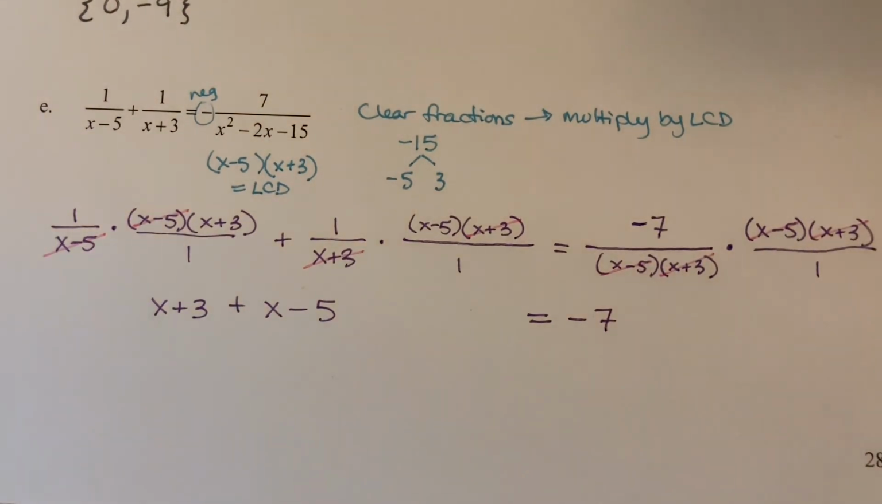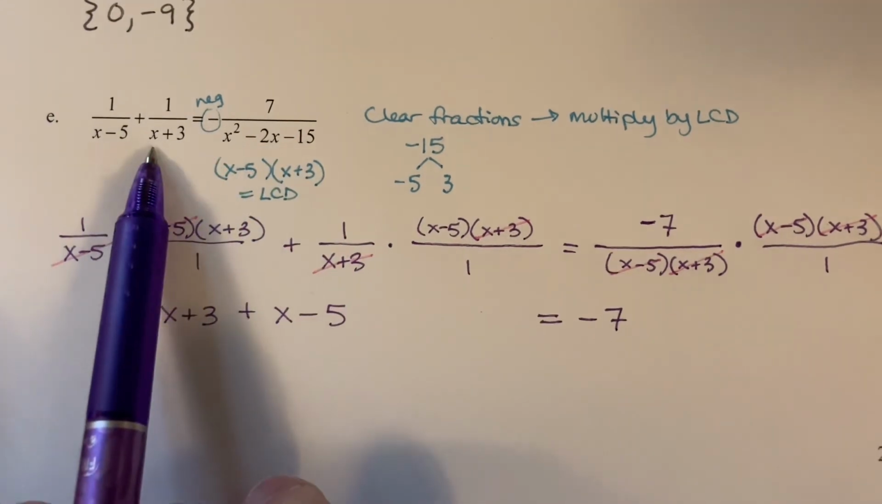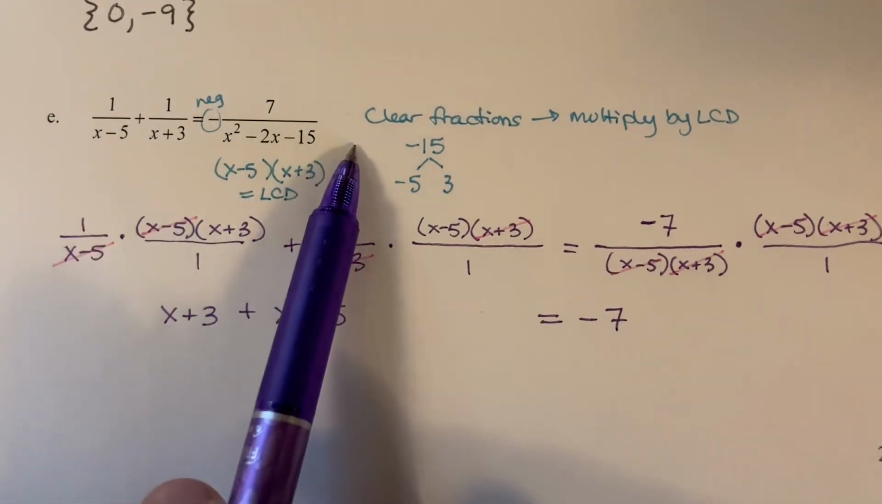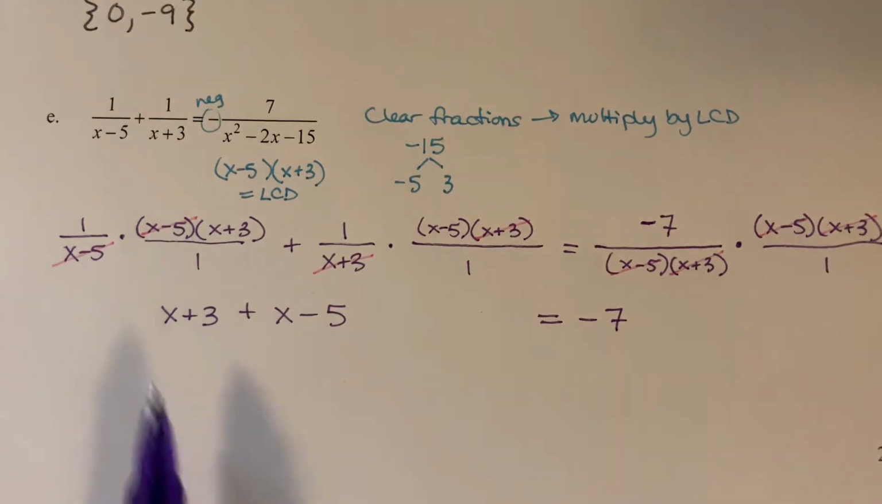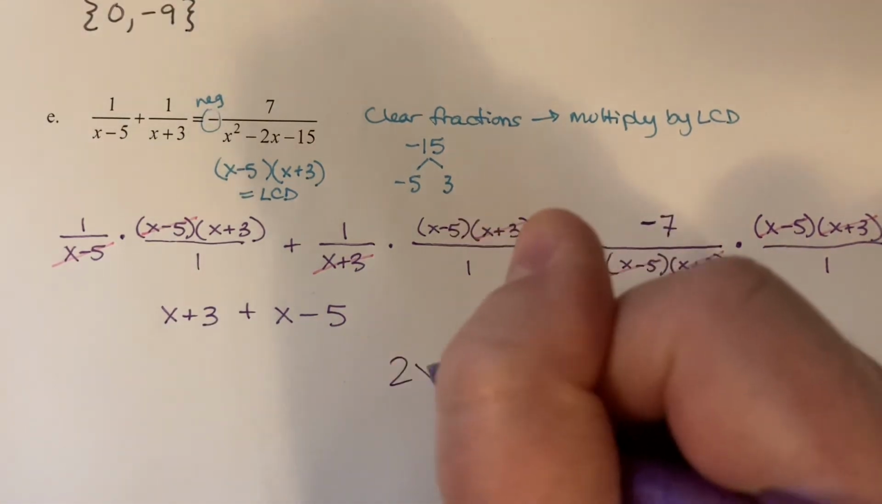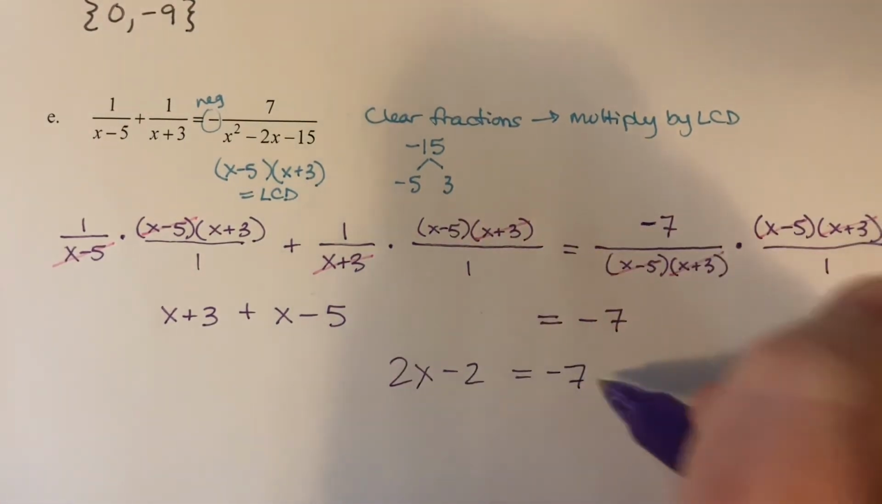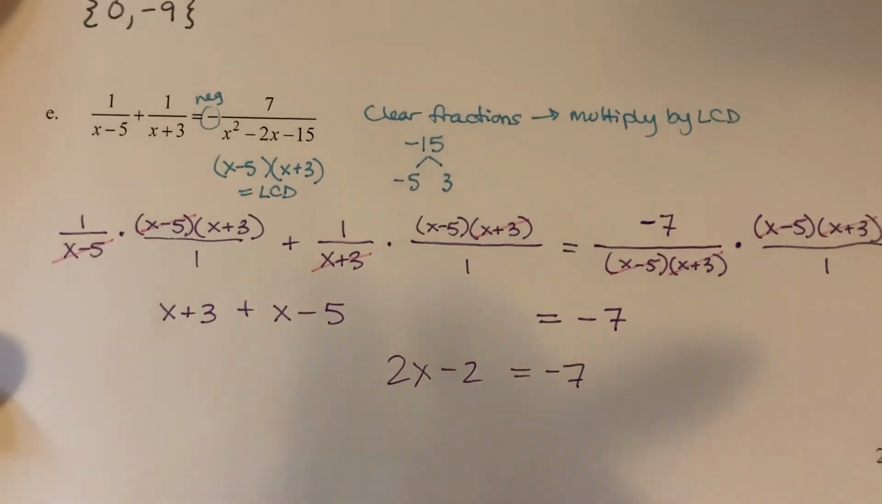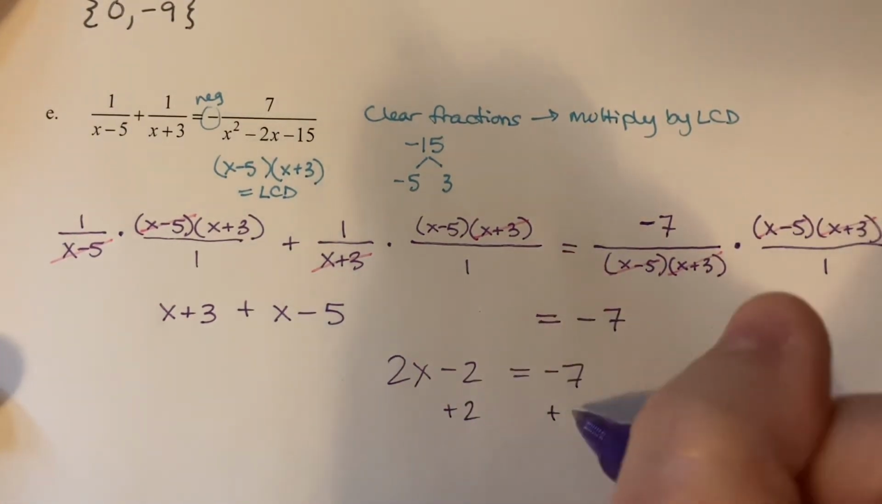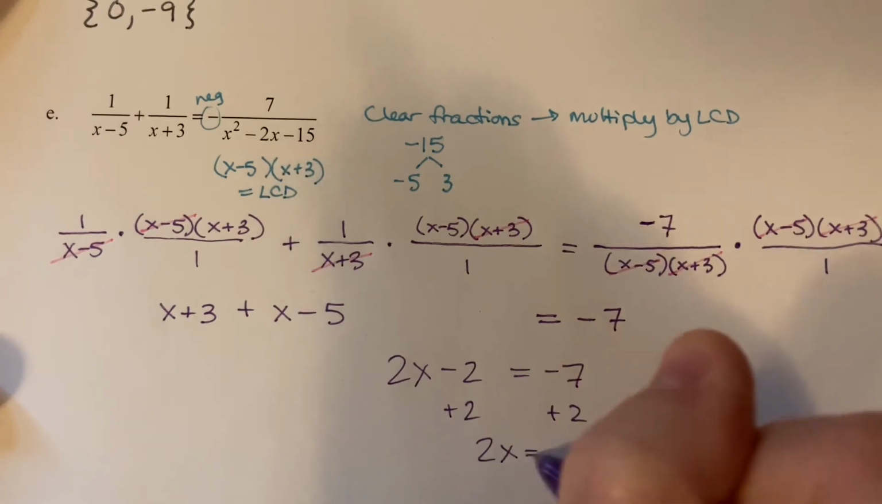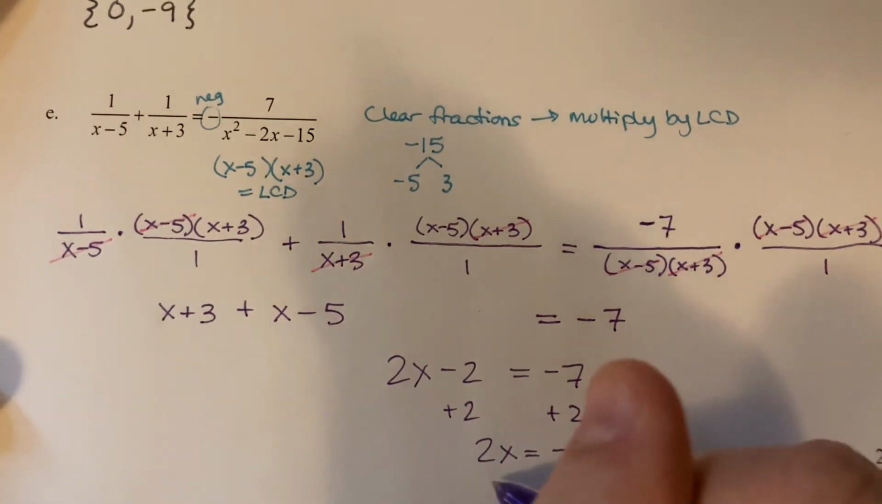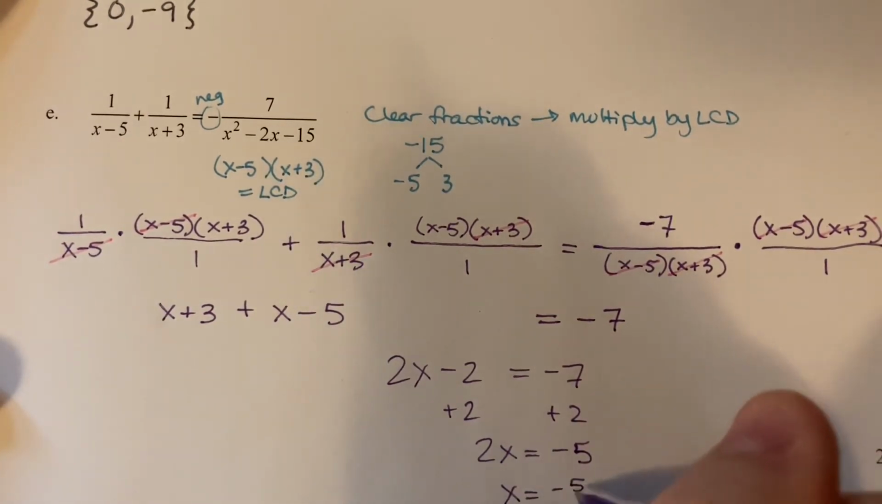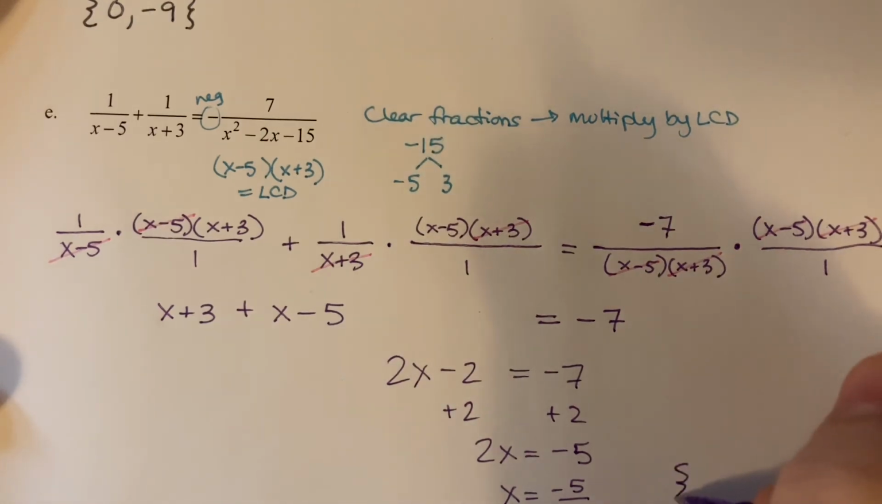So that's the beauty of multiplying by the least common denominator, is if you have fractions in your original equation, get rid of them, for sure. And now all it is 2x minus 2 equals negative 7. That's an algebra 1 kind of problem. I add 2 to both sides. 2x is negative 5. No big deal that I get a fraction. So x is negative 5 halves.